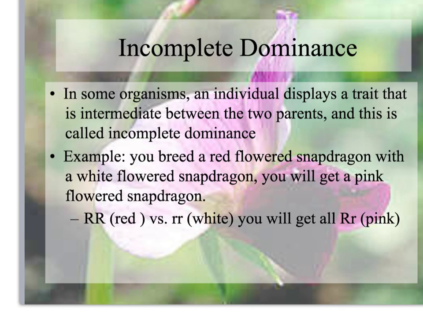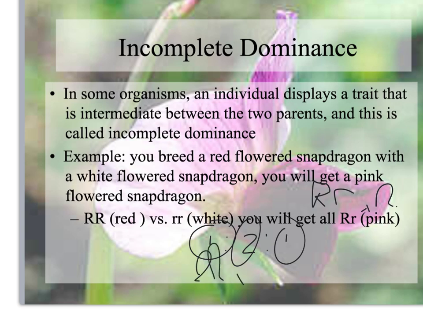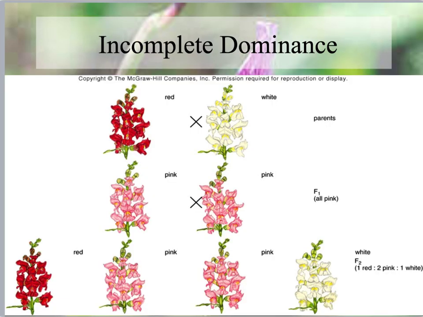Now, one thing you'll need to notice here is that in these types of reactions, your genotypic ratio and the phenotypic ratio will be the same. Both, in this case, are 1 to 2 to 1. If you were to cross a pink and a pink, you'd have 1 red, 2 pink to 1 white. Your genotypic ratio would be the same: 1 big R big R, 2 big R little r, and 1 little r little r. And this just kind of shows it here.